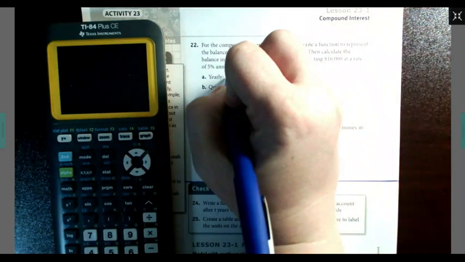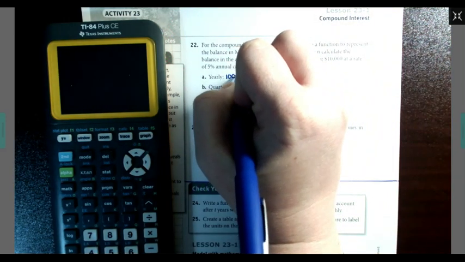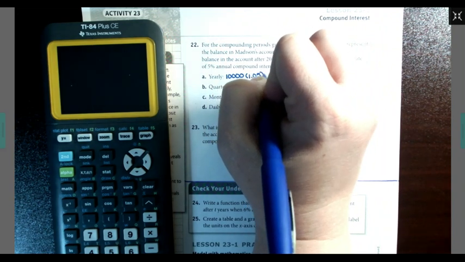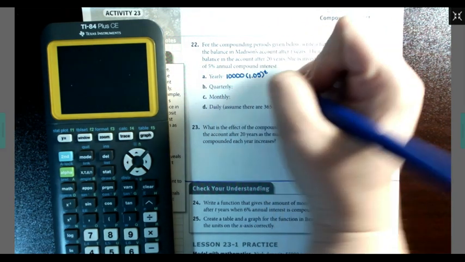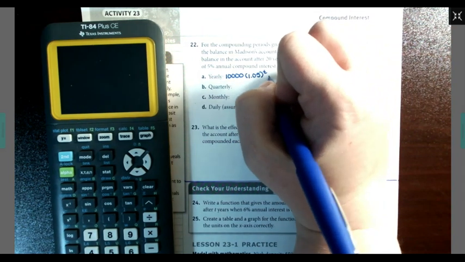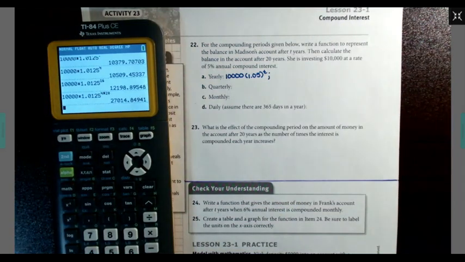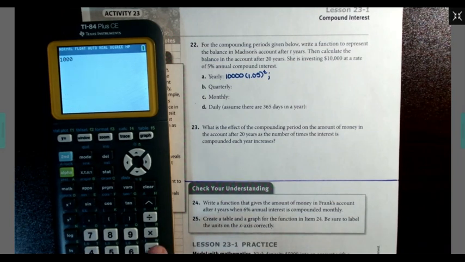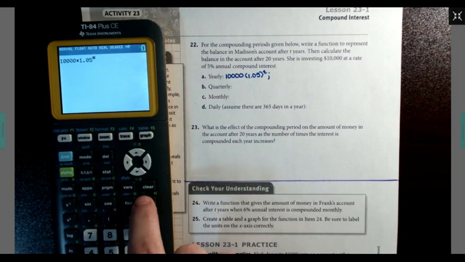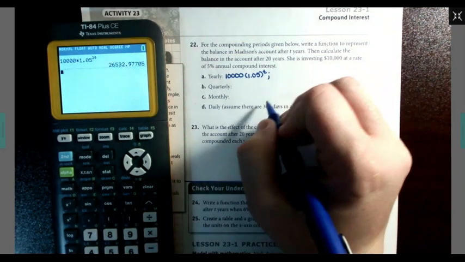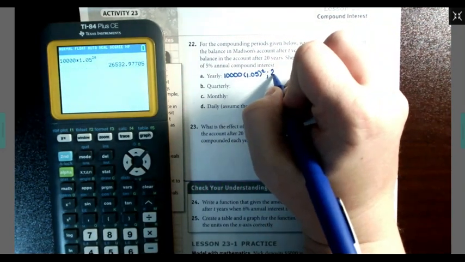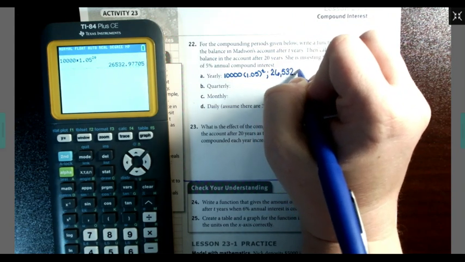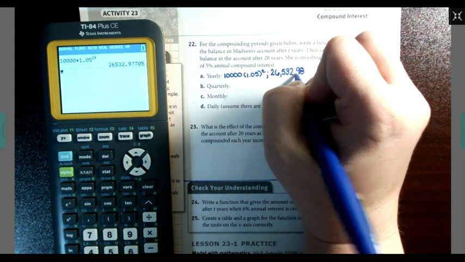Okay, if it's annual, remember that's 10,000 times 1.05 to the T power. And they want us to do this for 20 years. So we're going to do 10,000 times 1.05 to the 20. She would have $26,532.98 in her account.